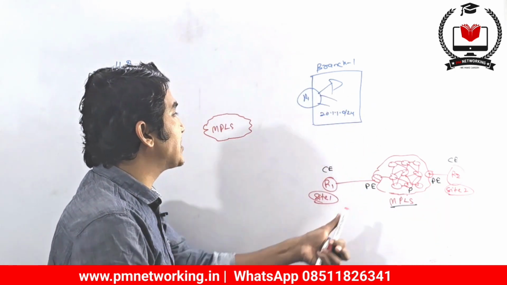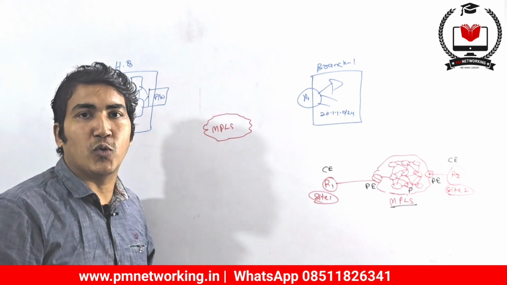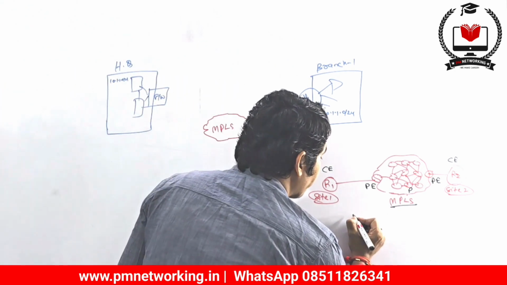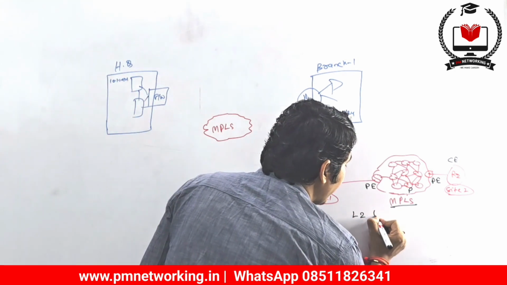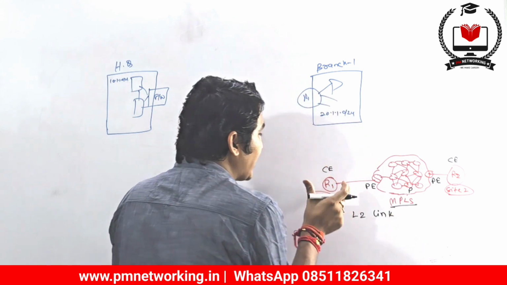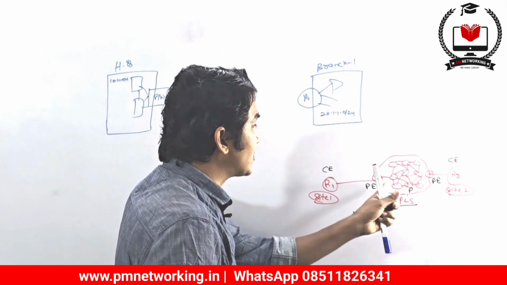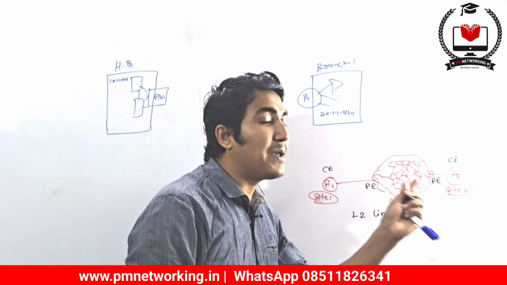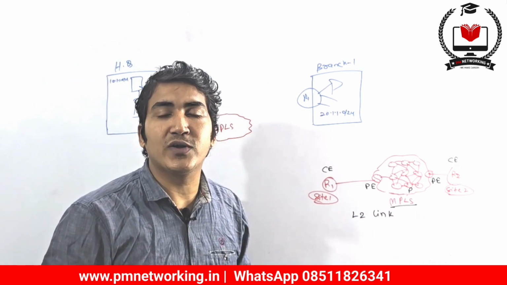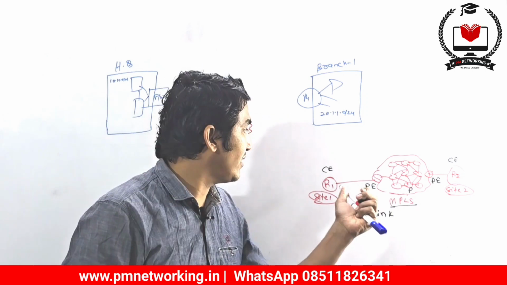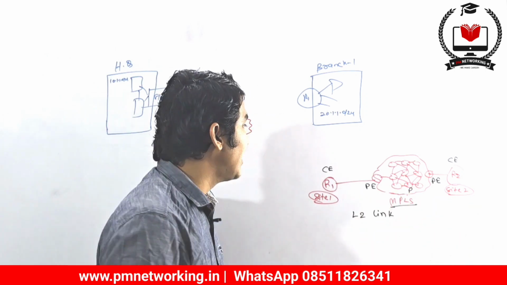Now see, to purchase an MPLS connection you have two options. Either you can purchase an L2 link between site 1 and site 2. L2 link means simply that MPLS, your service provider, is going to give you one link between site 1 and site 2, right?